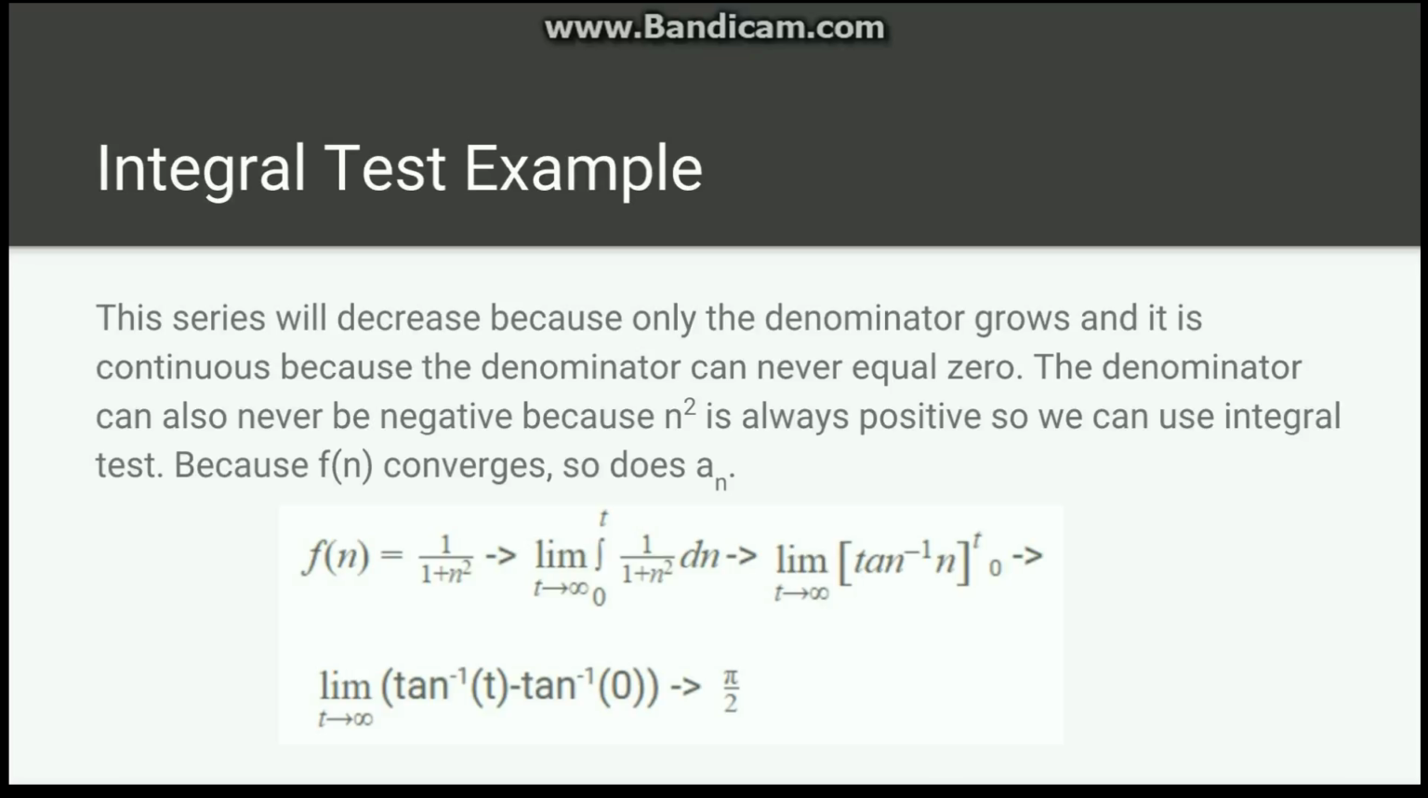So we can use the integral test, and we find that by using the integral. We set the limit as t goes to infinity of the integral from 0 to t, and then we solve for the integral, and we eventually get pi over 2, which is a finite number. Because that converges, so does a sub n, which is our series.